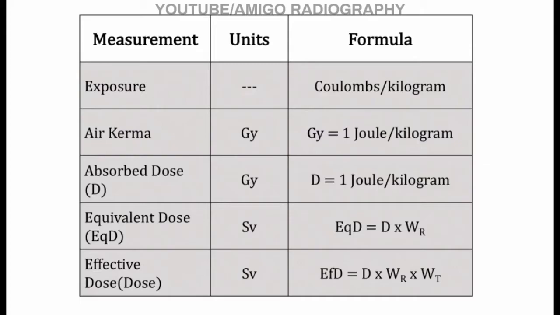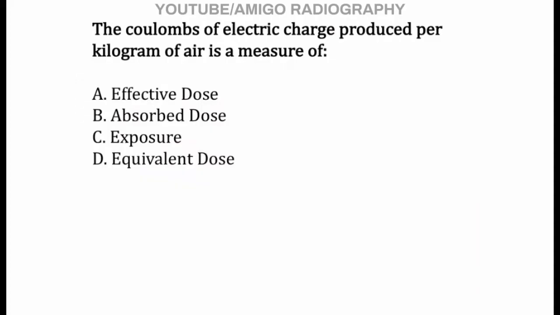So how do we use all of these measurements and units and formulas in calculations? Let's look at a few sample problems. Here's the first question. It's not really a mathematical problem, but it does make sure that we understand some definitions. So the coulombs of electric charge produced per kilogram of air is a measurement of which of these? There's a few key words here. Number one, we're talking about the coulombs of electric charge per kilogram of air. So immediately when we see the word air, we know we're probably talking about exposure or air kerma, or one of our measurements that relates to the quantification of radiation in air.